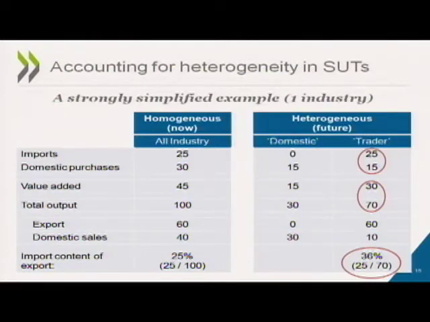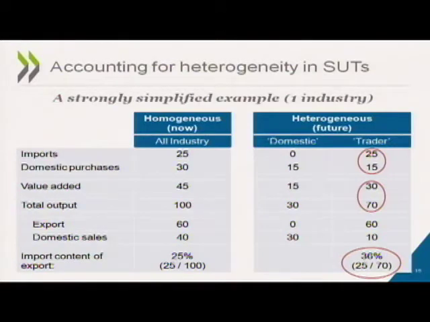So this is a very extremely simplified example where on the left-hand side you see what happens if you treat an industry like a box in the way we do now. You record imports by industry, you record domestic purchases by industry, value added by industry, total output by industry, exports by industry, domestic sales by industry, and we can use that information to calculate how much of the exports is actually originating from imported components very simply by calculating the ratio.